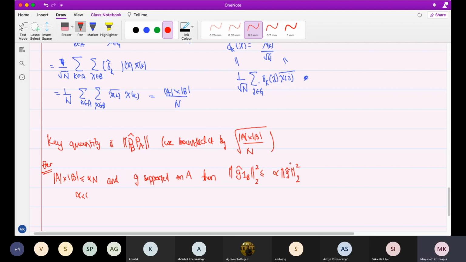So in other words, if you have an inequality like this, that cardinality A times cardinality B is less than alpha n, then if G is supported on A, it cannot put too much mass on B, meaning not arbitrarily close to 1. So that sort of conclusion is a quantitative one.